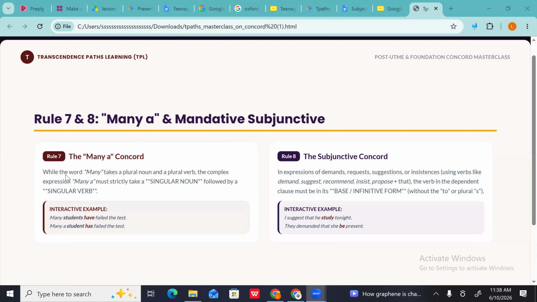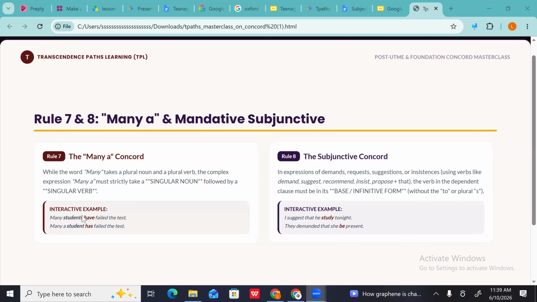Many students have failed the test. So you can see these two sentences now. The difference between them is what? The a that comes after many. The first one is just many students. It doesn't have a. So that automatically takes what? Have.